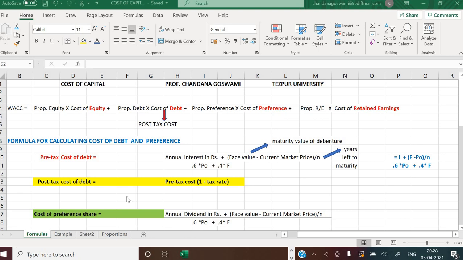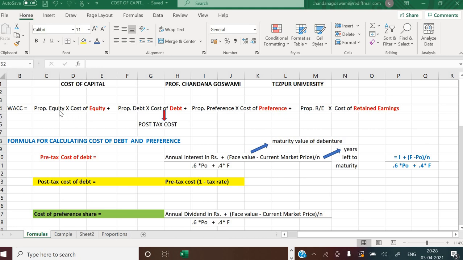Hello everybody. Today we will learn how to calculate the weighted average cost of capital. As you can see from the formula, what we are doing is taking the proportions of the different sources of funds and multiplying each by its corresponding cost. In this formula, I have taken 4 different sources of funds: equity, debt, preference and retained earnings.